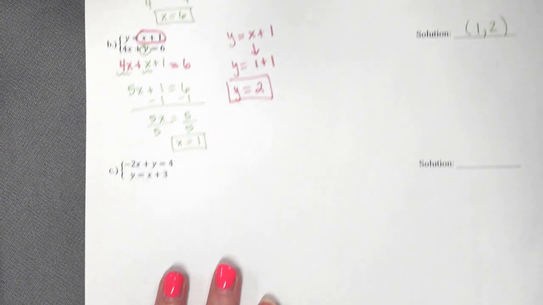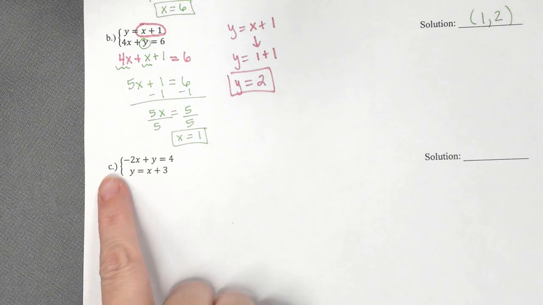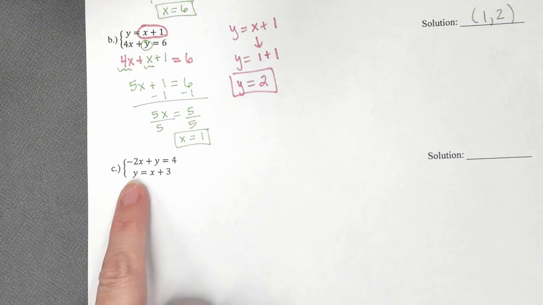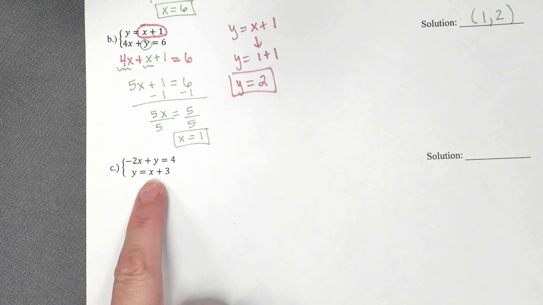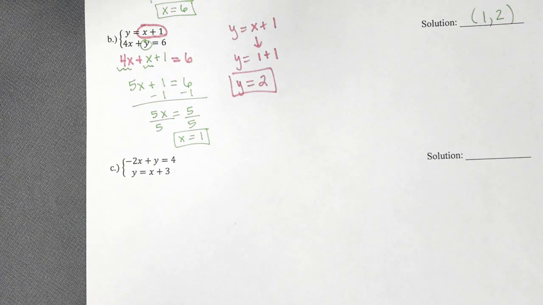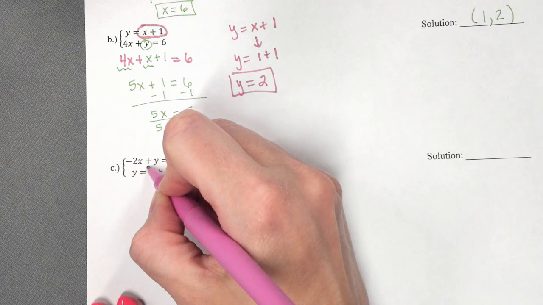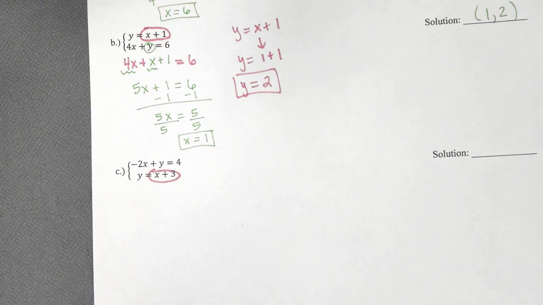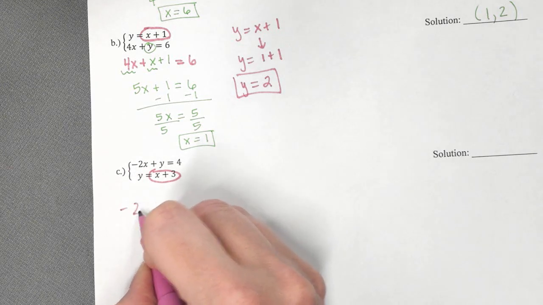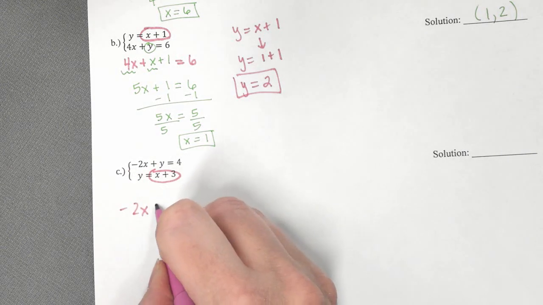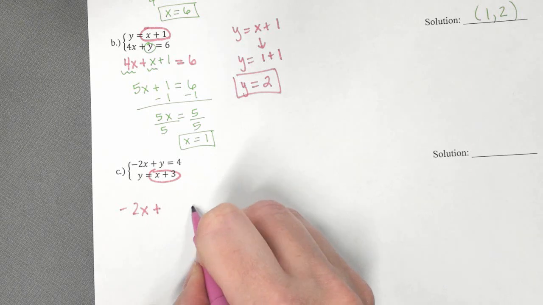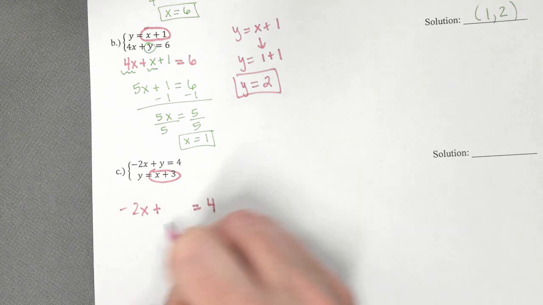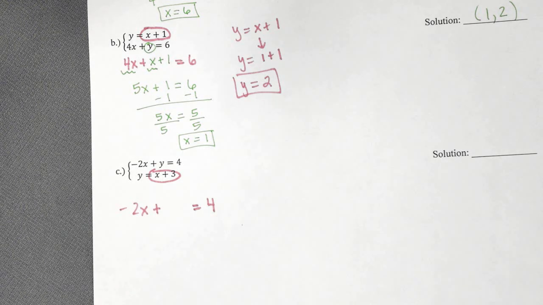All right, now for C, we have something similar. It's just that y equals is the second one, but that's okay. We're going to do the same thing. So if y equals x plus 3, we're going to plug it in for y. That means I have negative 2x plus, and then instead of y, I want you to plug that in and solve for x. Then we're going to come around and check.